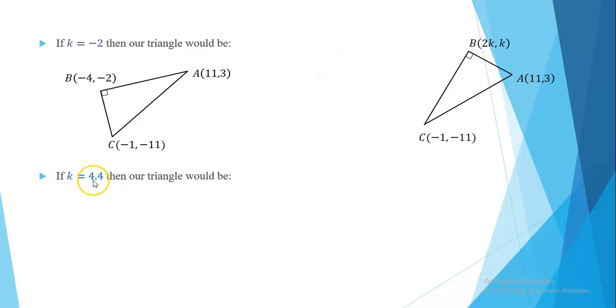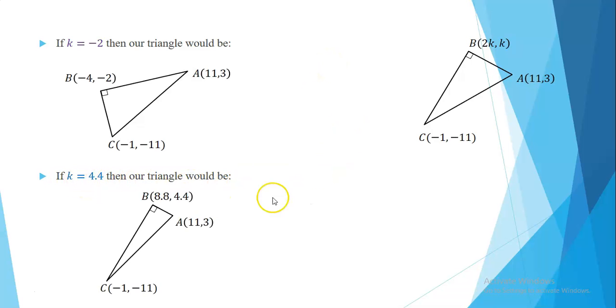If you sub in k equals 4.4, then our triangle would become ABC, but now B is the point (8.8, 4.4). Same thing, you take 4.4, sub it in place of k, you've got 2 times 4.4, which is 8.8, and k is 4.4, so that's our y value. And that's it.